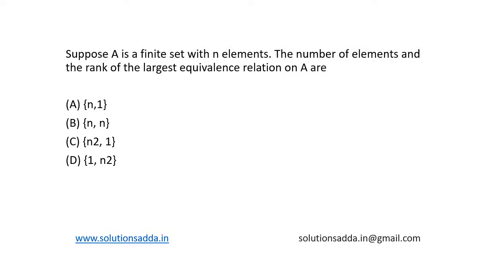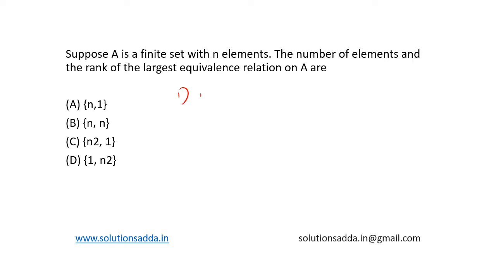This is a question from discrete mathematics. Suppose A is a finite set with n elements. The number of elements and the rank of the largest equivalence relation on a set A are? So, what is an equivalence relation? A relation R is said to be an equivalence relation if it is reflexive, symmetric, and transitive.